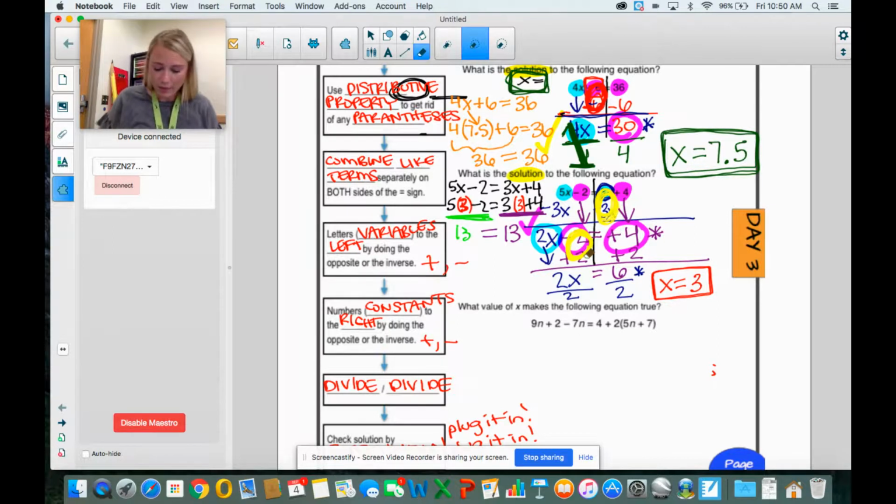So I'm going to go ahead and draw my line down the middle. But now I have to take care of that parentheses first. I have to clear them before I can do anything else. I've got this plus 2 that I need to distribute to everything in the parentheses. So I have 2 times 5n, which gives me 10n, and then 2 times 7 gives me plus 14. Now I am just going to bring everything else down, and also bring everything else down on the other side.